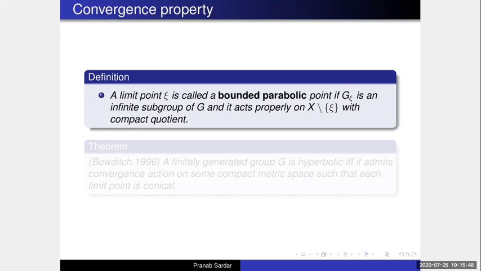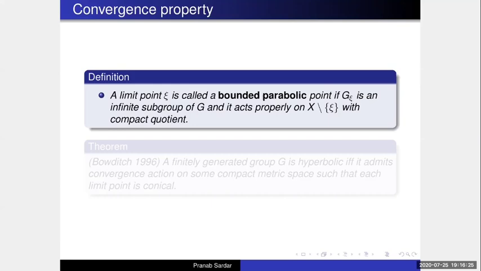Just like if you take a parabolic element in the Kleinian group setting, for instance z going to z plus 1 on the hyperbolic plane, then infinity is a parabolic point for this. We know that is a parabolic isometry, and on the complement of xi, this transformation acts properly and cocompactly. Using that as the motivation, they define this bounded parabolic point.